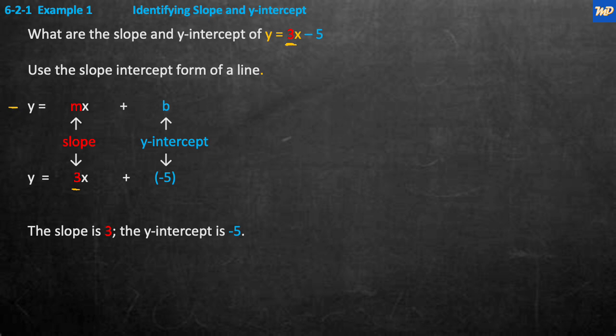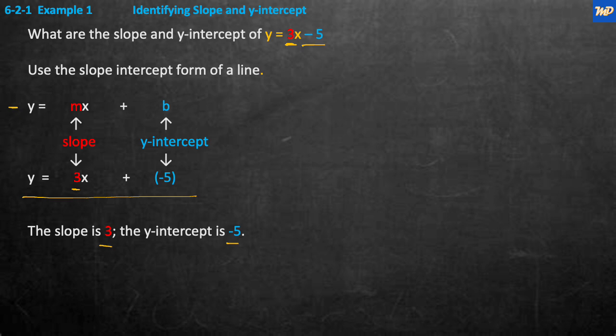And it's a positive 3, so it's a positive slope. And the y-intercept is negative 5, the entire piece there, right? Negative 5. If it was positive, it'd be positive 5. It's negative 5. So the slope is 3, and the y-intercept is negative 5. And there's your equation right there again. Y equals 3x plus a negative 5. Remember that. It's a plus a negative 5.